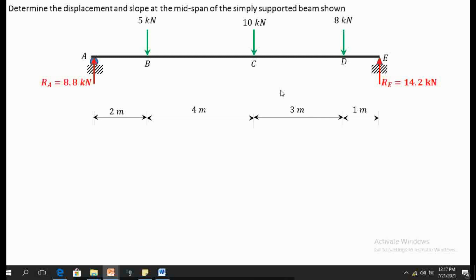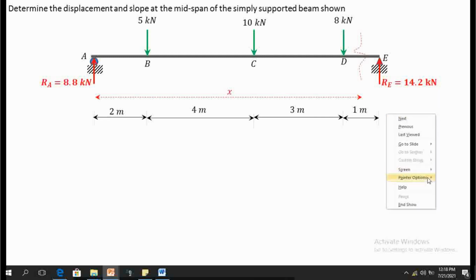After na nakuha ninyo lahat ng mga reactions sa support, you have now to put a cutting plane. Now, take note of this. Kapag maglalagay kayo ng cutting plane, make sure na yung plane na yon mako-cover niya lahat ng mga loads. So, if I'm going to proceed with this one, ang cutting plane ko is between D to E. Saan ko ilalagay si x? That is from my left. From A hanggang dun sa cutting plane ko, that is x.